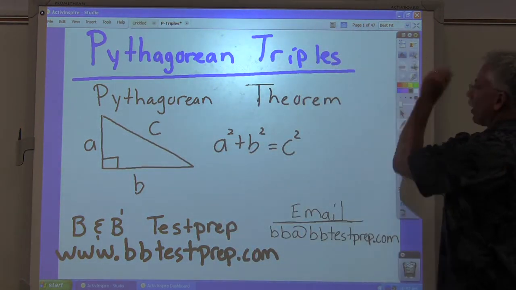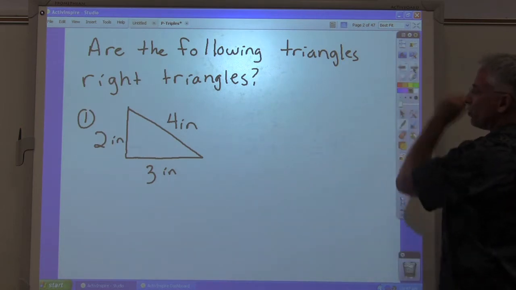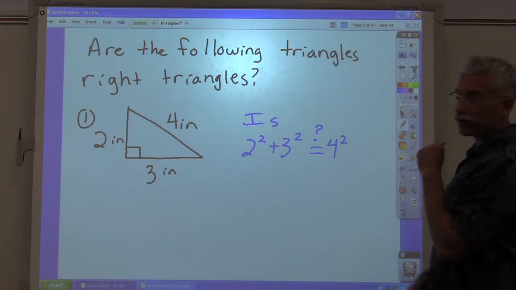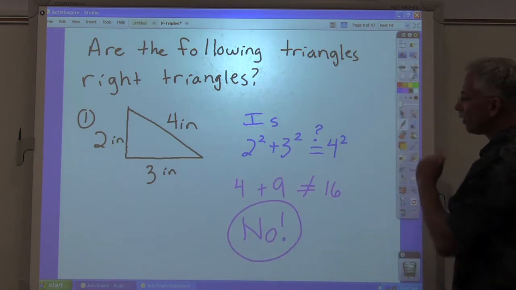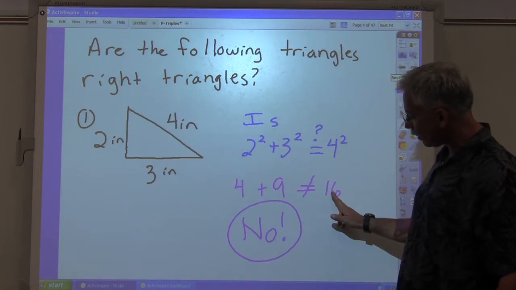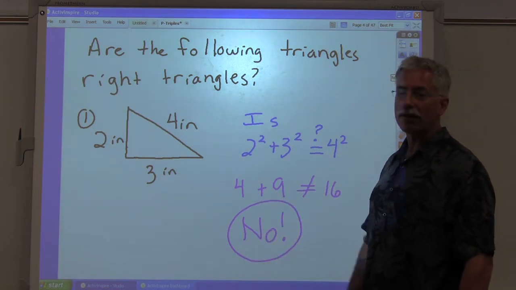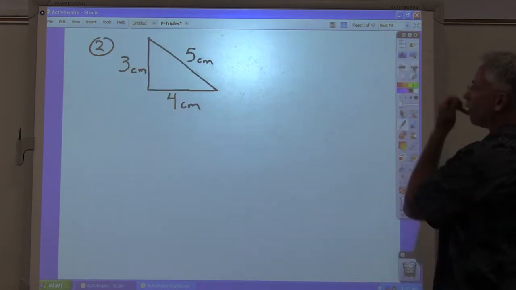So, let's try a couple of these right here. Is this a right triangle? Is 2 squared plus 3 squared equal to 4 squared? If it is, it's a right triangle. If it's not, then it's not a right triangle. And 4 plus 9 does not equal 16. That's 13 right there. So that's not a right triangle. It's a triangle, it's just not a right triangle.